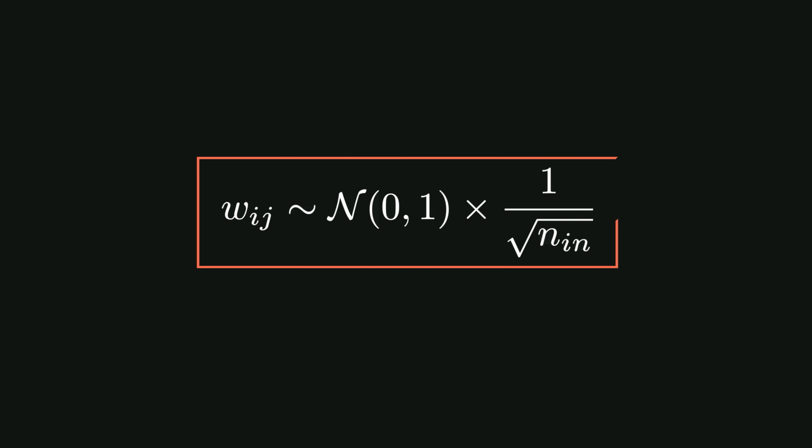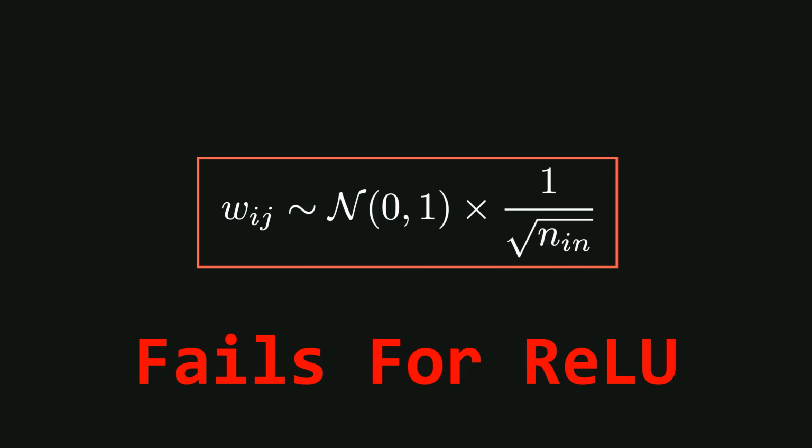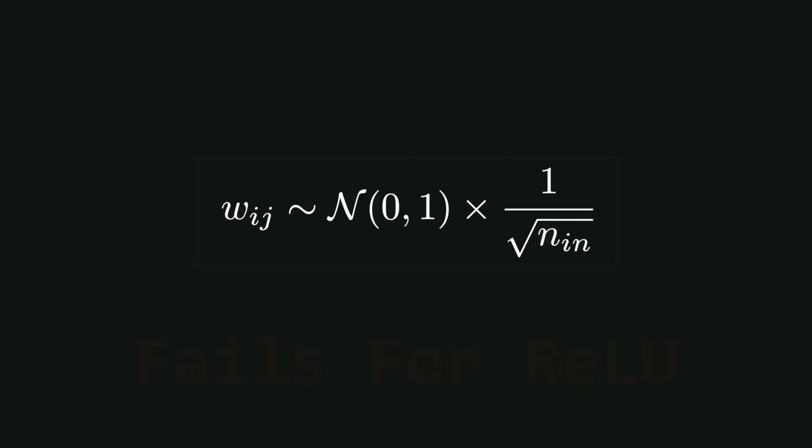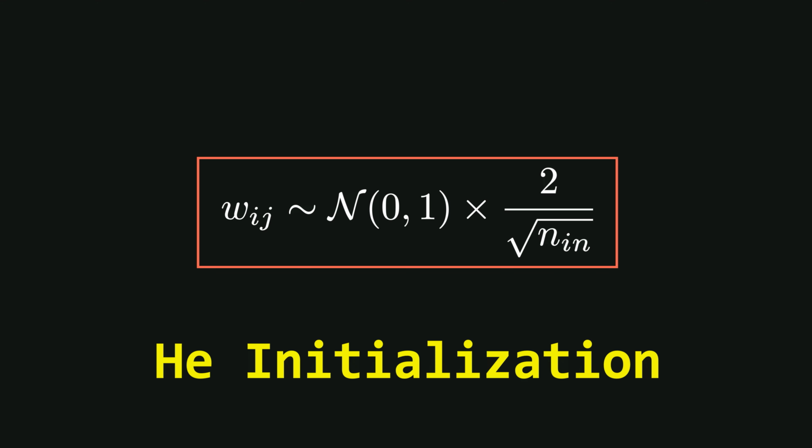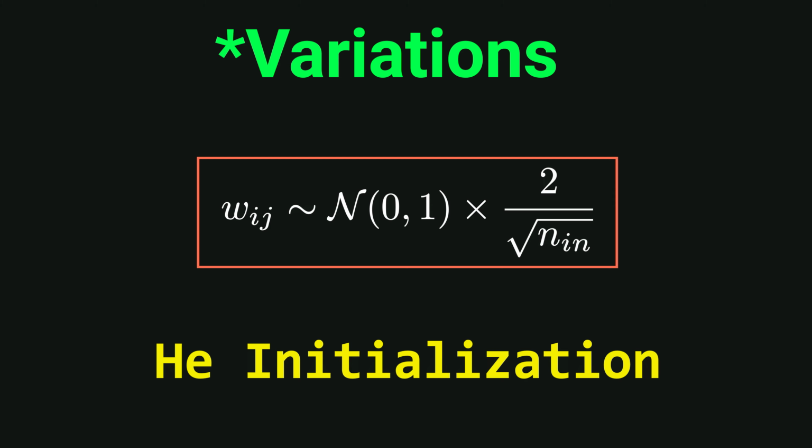But it fails miserably with ReLU, because remember, ReLU kills half of the activations. So researchers came up with a clever tweak. They simply multiplied the previous scaling factor, the one involving n in, by 2. Since it turns out that scaling by 2 helps fix the activation loss caused by ReLU. This is known as He Initialization, and it's practically seen to work really well for ReLU and its variants like leaky ReLU.